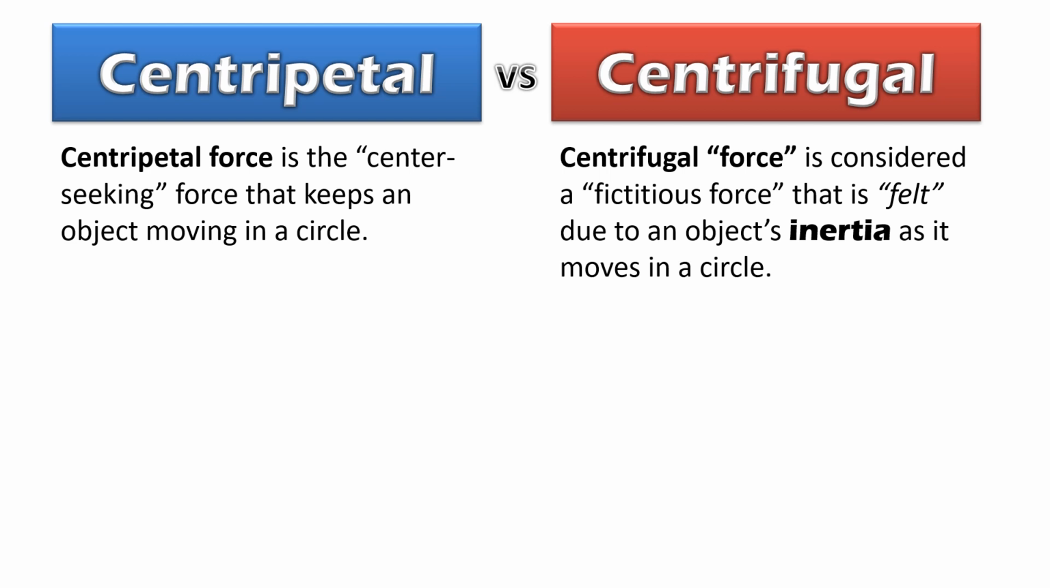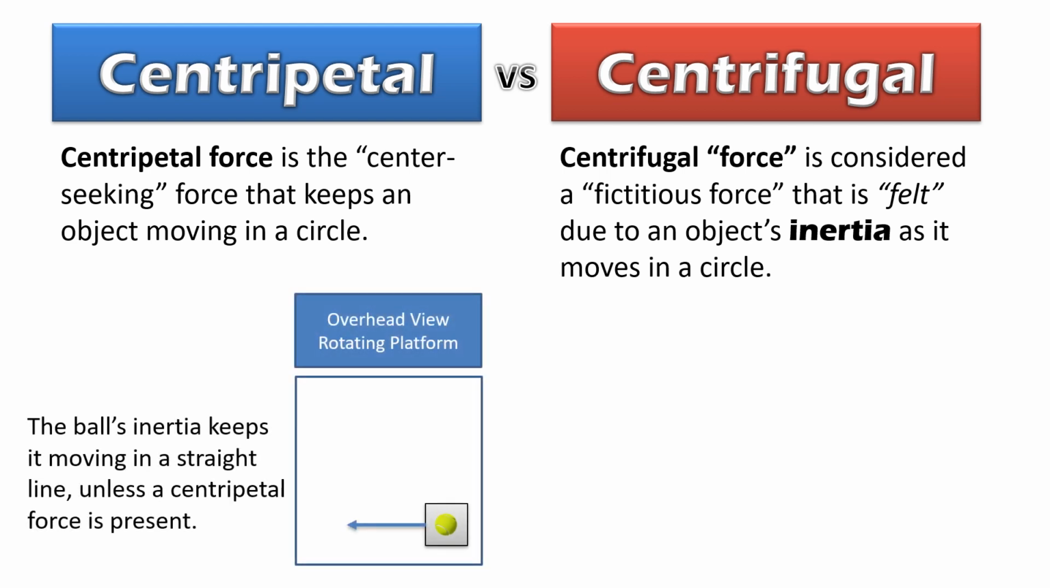All right, so I have a little animation that describes this. Now, this is very abstract. It's theoretical. If you had this silver platform here and a tennis ball sitting on top of the silver platform and a centripetal force that's pulling it in towards the center, this platform is going to move. It says the ball's inertia keeps it moving in a straight line unless a centripetal force is present.